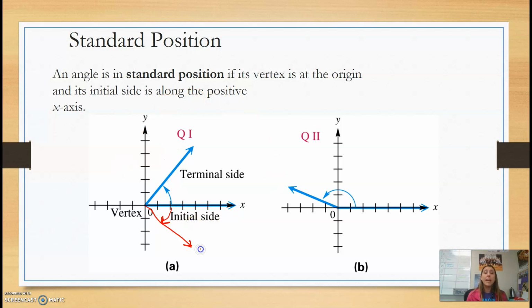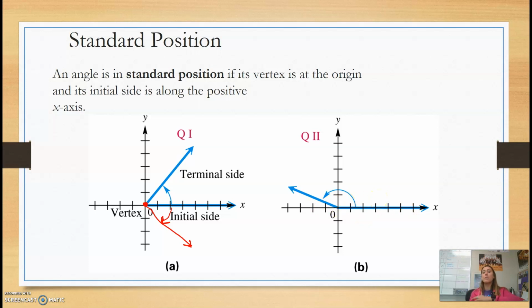Also, an angle in its standard position means that the vertex is going to be at the origin, which is right here. That's the origin, 0, 0. And the initial side is right along the x-axis, right there. So even though the terminal side is in quadrant 2, the initial side still is in that same spot right here.